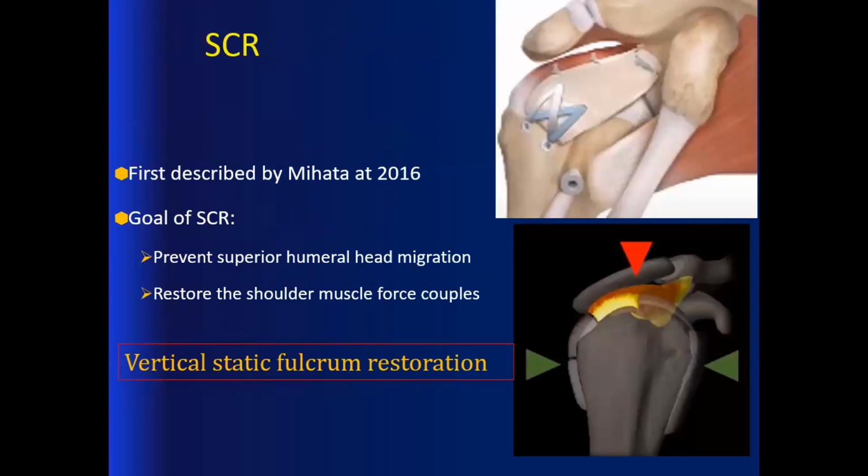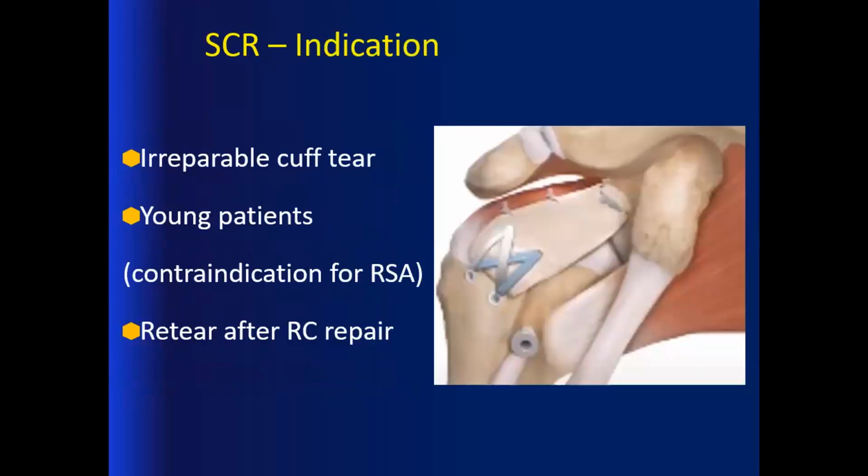So coming to superior capsular reconstruction, it was first described by Mihata in 2016. The goal of the SCR is to prevent the superior humeral head migration and to restore the shoulder muscle force couples. It acts by the principle of vertical static fulcrum restoration. It is indicated in case of irreparable cuff tear, in case of young patients where RSA is contraindicated, and in case of re-tear after cuff repair.